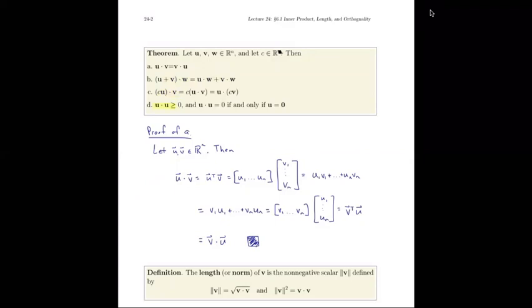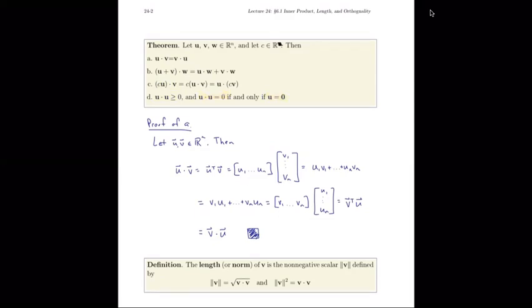And then an interesting fact: u dot u is always greater than or equal to 0. If it is equal to 0, the only way that can be the case is if u is actually the 0 vector. All of these are pretty quick, straightforward to prove. I'll do the first one.